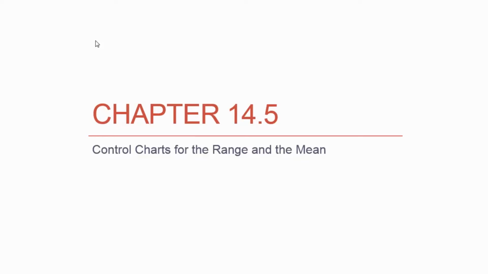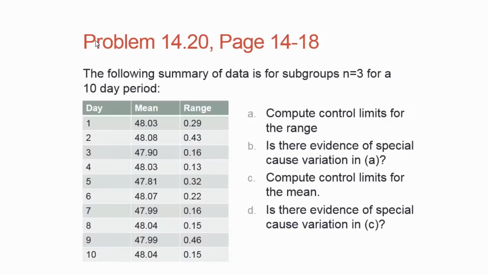We've already looked at a P chart. We've looked at how to find the values, the control chart factors in the table. And now what we're going to do is actually construct a control chart for the range and the mean. And again, this is from Section 5 of Chapter 14. This is problem 14.20, which is found on page 14-18.